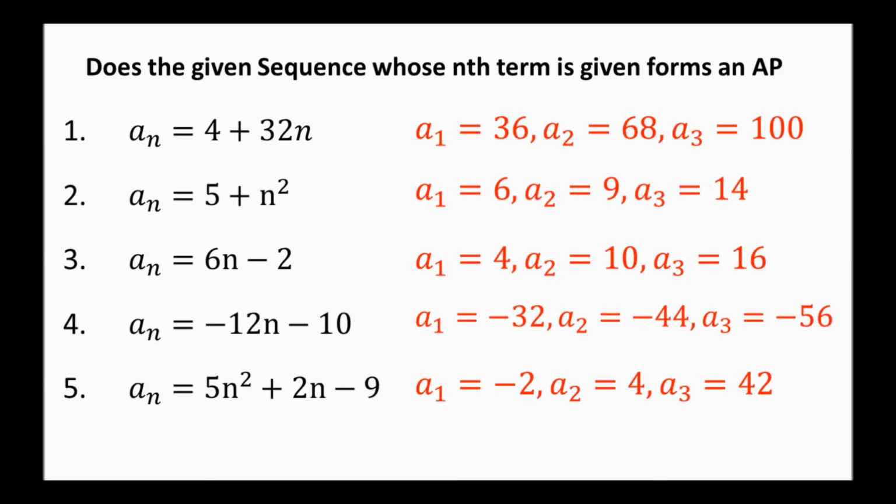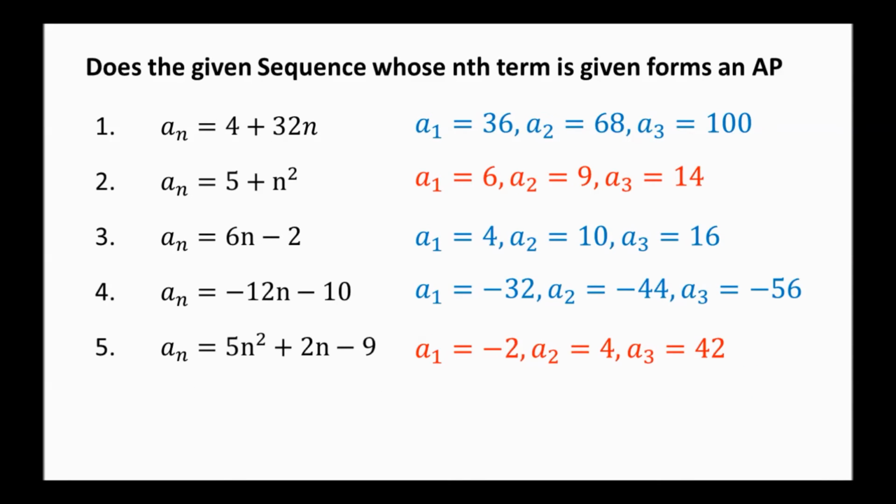The difference between the first two terms is 6, whereas between the last two terms it is 38, which is not an arithmetic progression. So the blue colored ones are the arithmetic progressions: the first one, the third one, and the fourth one.